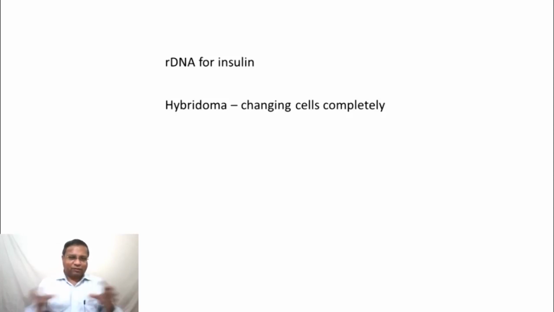And one more step further: rDNA technology is taking DNA and putting it into another organism. One step further is changing the entire cell. An example of that is hybridoma. You take a cell that is cancerous, that can grow forever, and you take a cell that can produce a particular type of antibody, put them together, and you get a cell that produces only that kind of antibody and can live forever. That is changing the cell completely. That can also be done to make bioreactors, and if you use them in bioreactors, you can get production of the required product, the monoclonal antibody, from bioreactors.